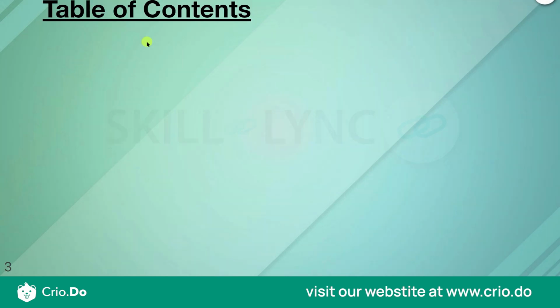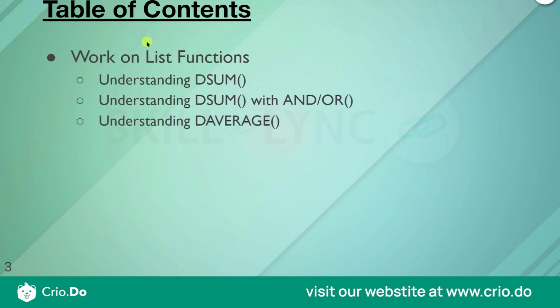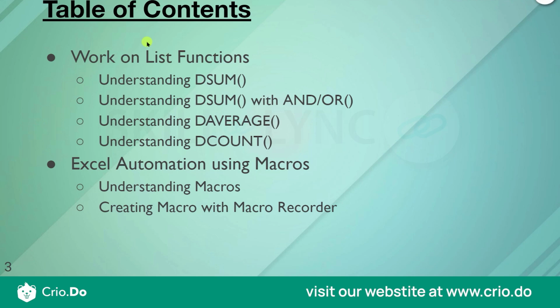So what we are going to do this week, our table of contents, is to work on the list functions. We will understand the DSUM function, then we will learn how we can use DSUM with AND or OR. We will understand the DAVERAGE function and then the DCOUNT function. In Excel automation using macros, we are going to cover how we can understand macros, how we can create a macro with the macro recorder, and then editing macros with VBA, and then creating buttons.